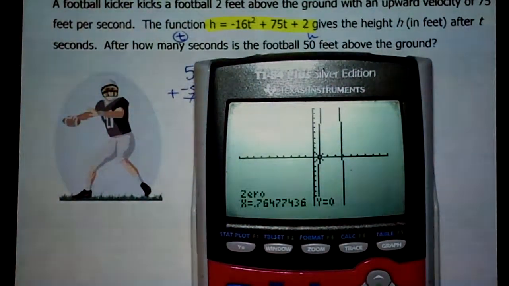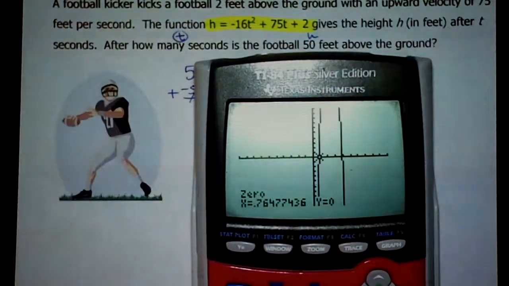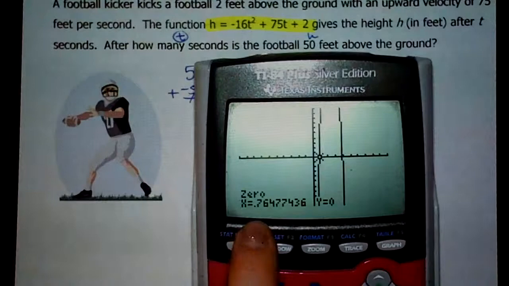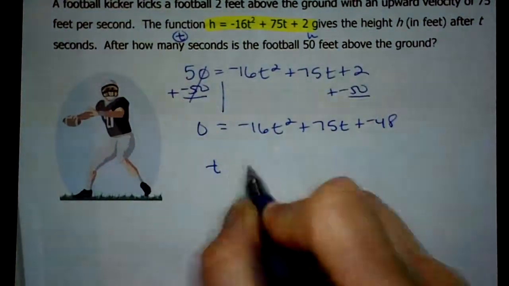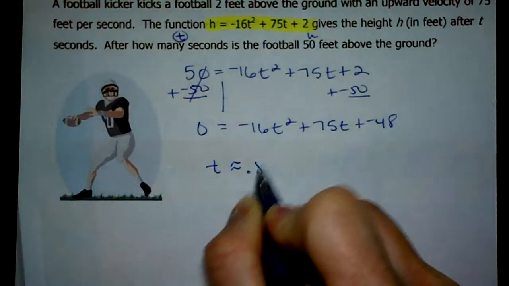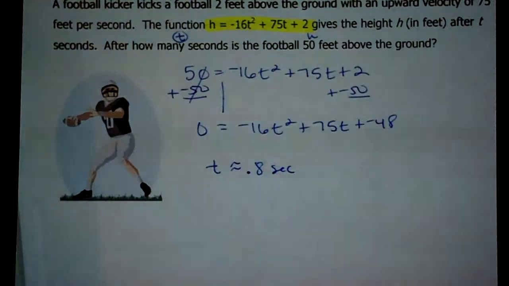And there we go. So the reason we couldn't find it in the table is because the table gives us whole number amounts, right? So it looks like about 8/10 of a second if I was going to round to the tenths place. So that's one of them. X equals about 8/10. So here I'm going to say t is about equal to 8/10 of a second. So after 8/10 of a second, that's the first time.